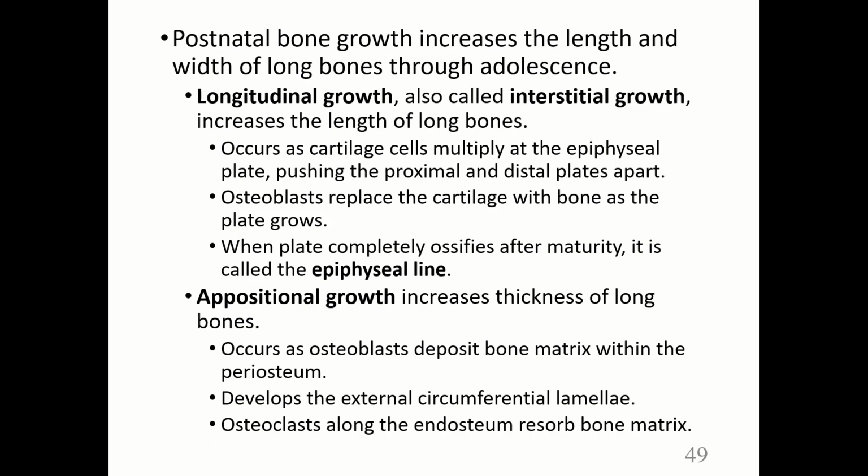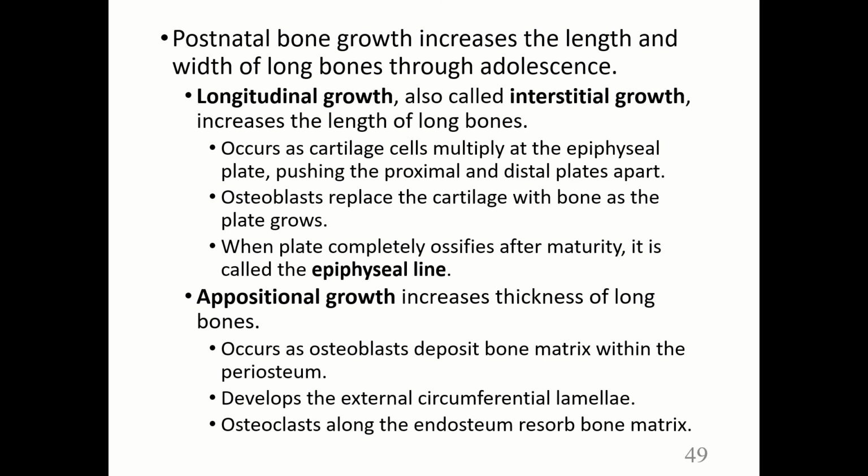Postnatal bone growth increases the length and width of long bones through adolescence. Longitudinal growth, also called interstitial growth, increases the length of long bones, and appositional growth increases the thickness or width of long bones. So longitudinal bone growth occurs as cartilage cells multiply at the epiphyseal plate, pushing the proximal and distal plates apart. Osteoblasts replace the cartilage with bone as the plate grows. When the plate completely ossifies after maturity, it is called the epiphyseal line.